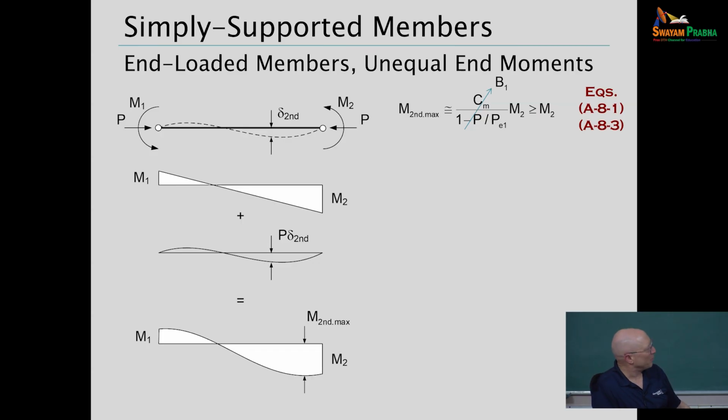The question is, okay, well, we still have P-small-delta effects. For design, we need the maximum second-order moment, so label that. We call it MU when we go to our design equations. Well, we're going to use the same form, except this case gets a different C sub m factor.